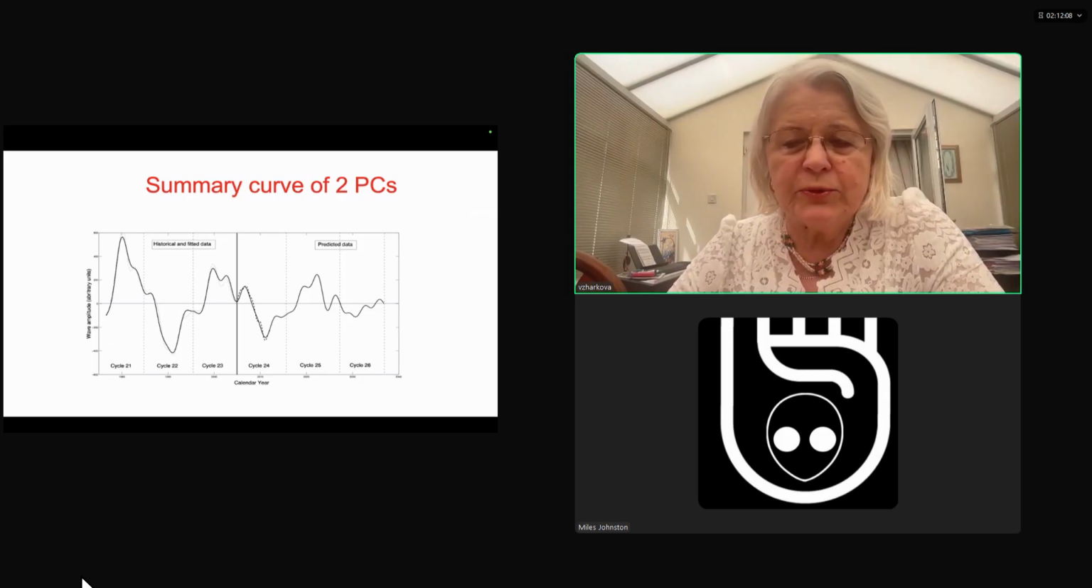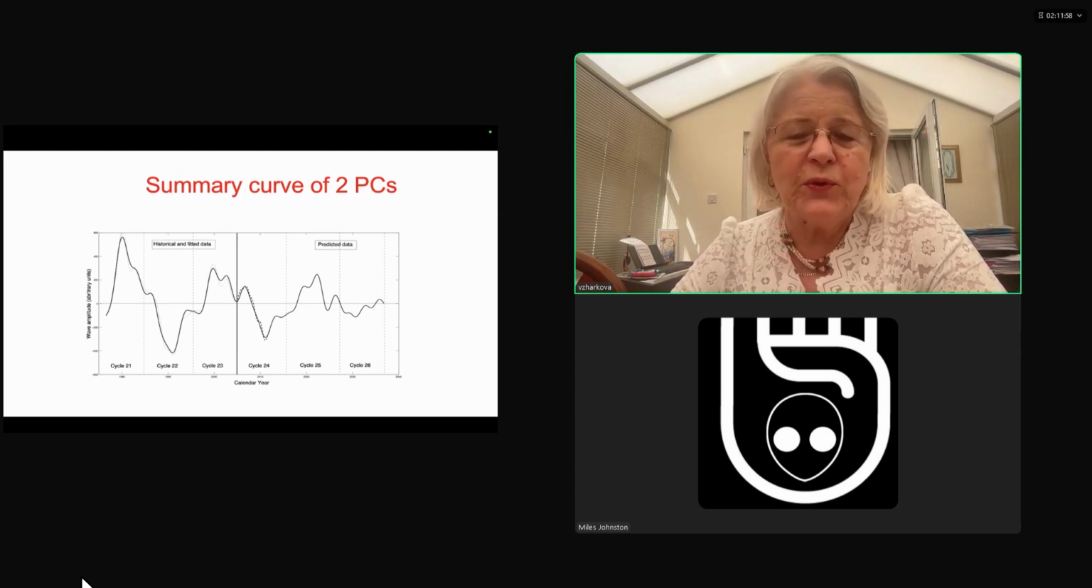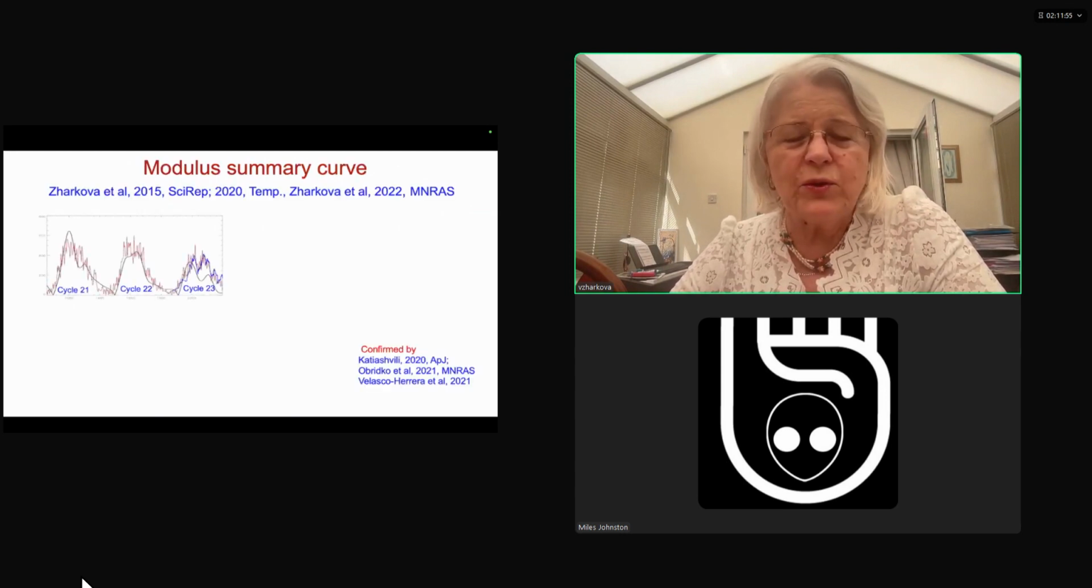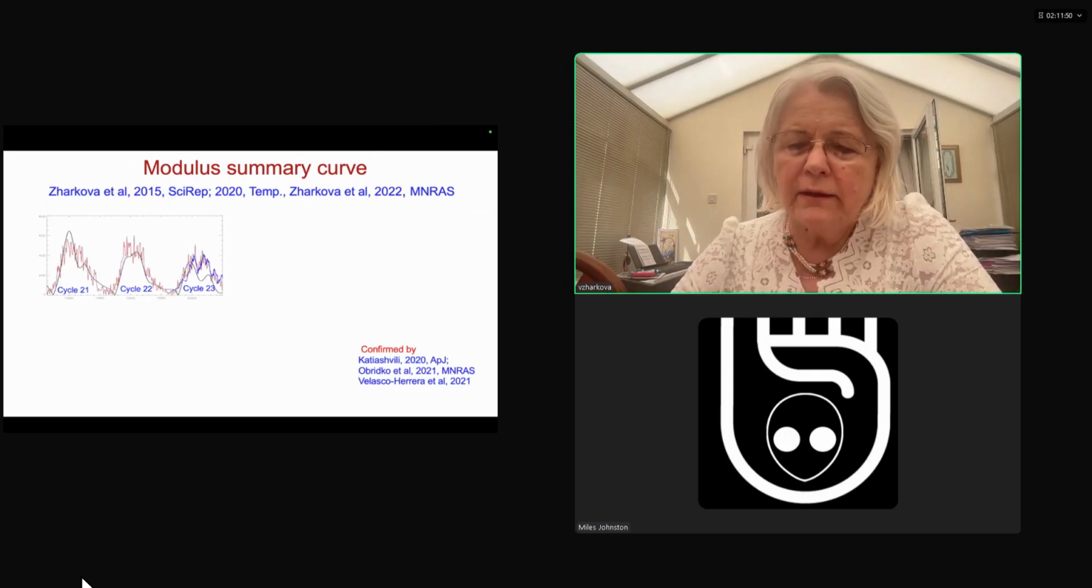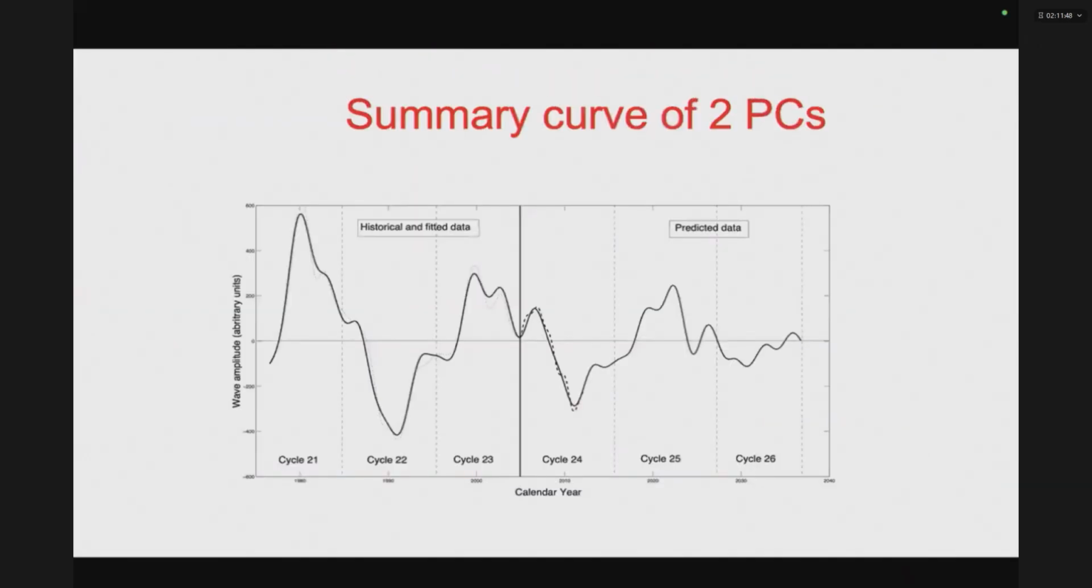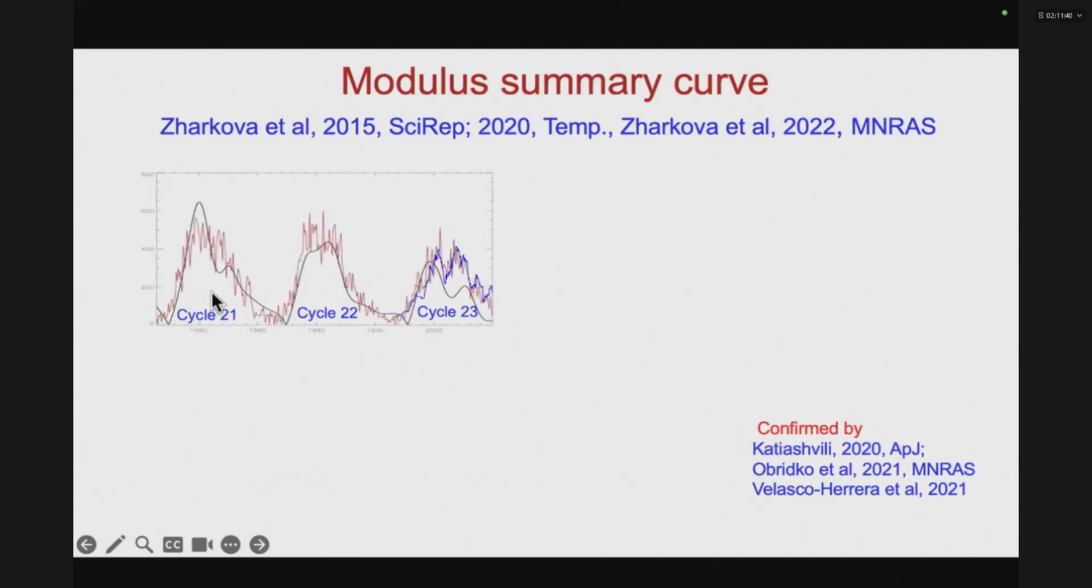So I added these blue and red lines and obtained this summary curve, which shows that the amplitude decreases into cycle 26, but we don't know what it means before we look at a comparison. So we reflected the southern amplitude, this one at the bottom, put a minus sign on it and put it on the top. And what we did for cycles 21 to 23, we discovered that our modulus summary curve roughly represents the solar activity index.